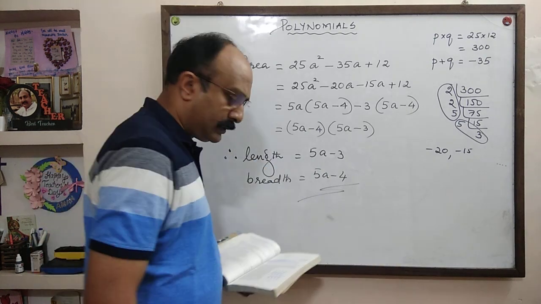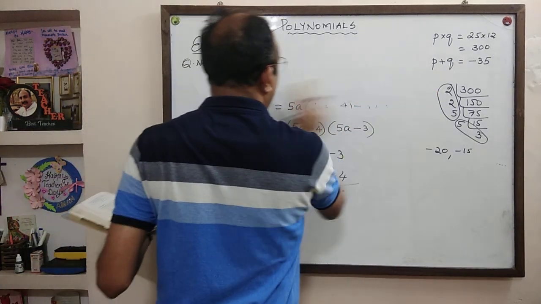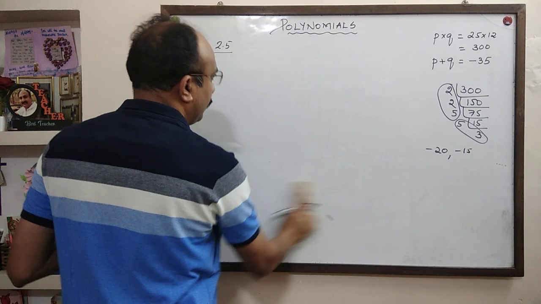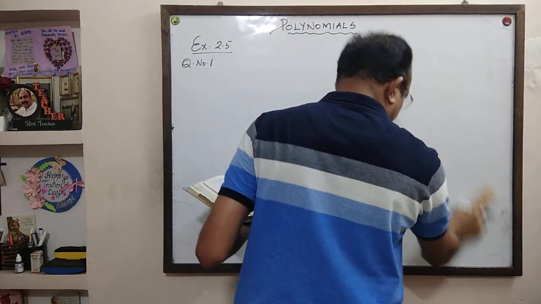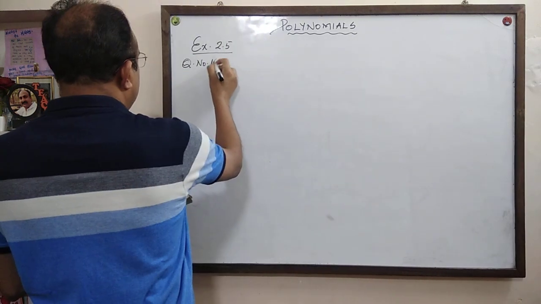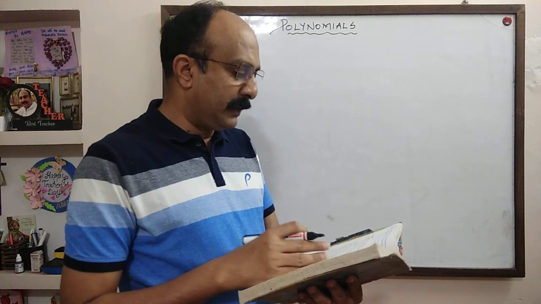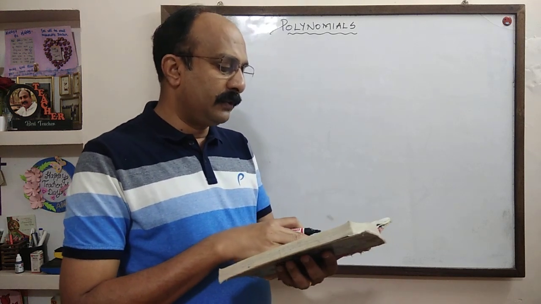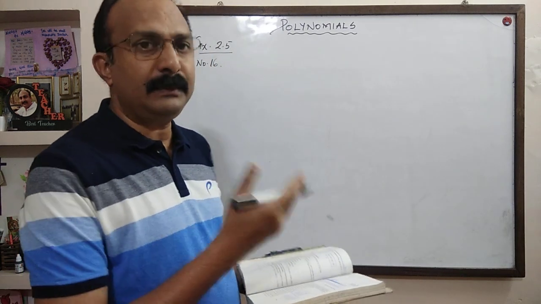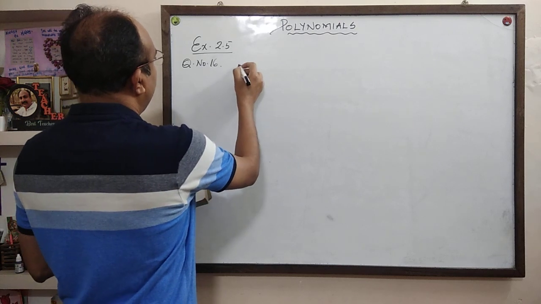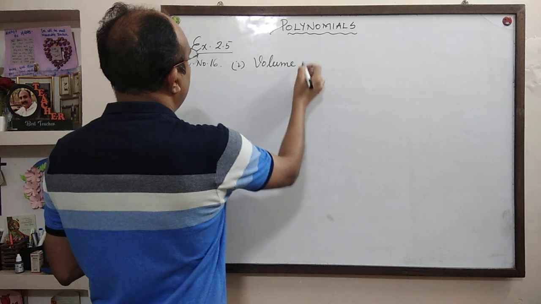Now the last question, question number 16. There are three questions. What are the possible expressions for the dimensions of the cuboids whose volumes are given below? Very similar question. This time you are given the volume of a cuboid.